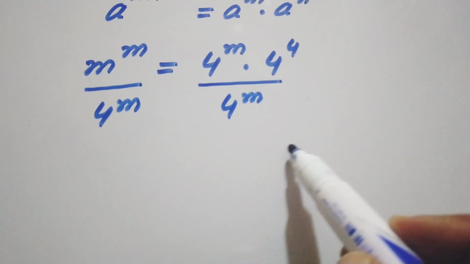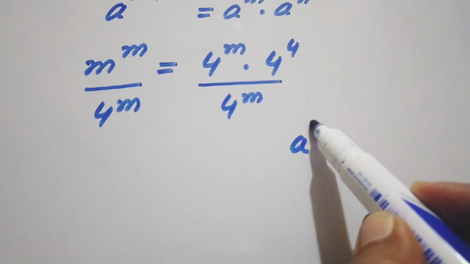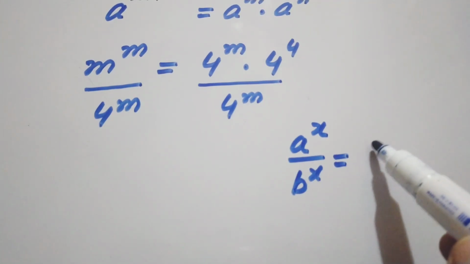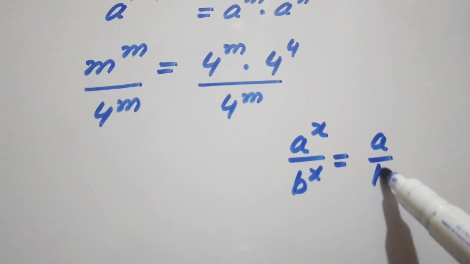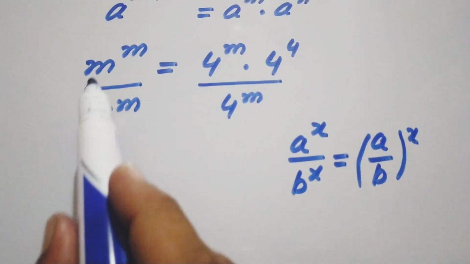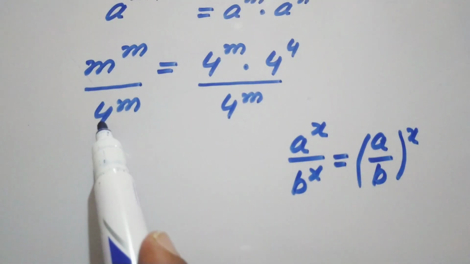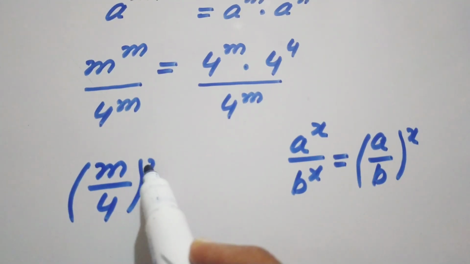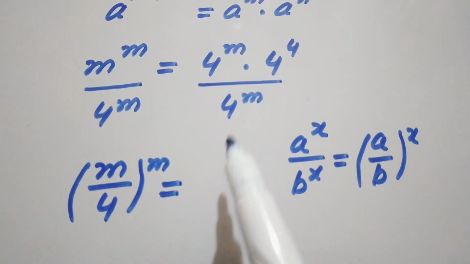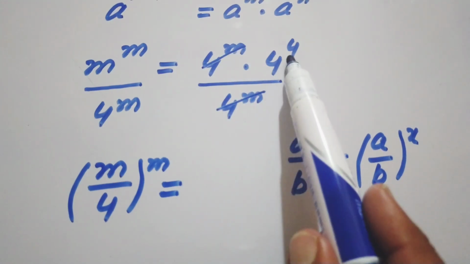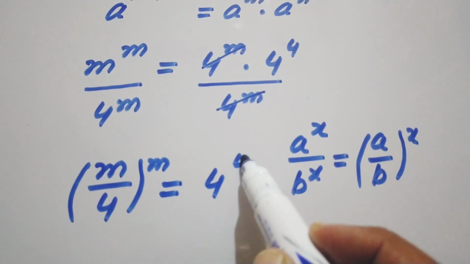Here if we have a power x divided by b power x, then we can write this as a divided by b whole power x. So by this, m power m divided by 4 power m, we can write this as m divided by 4 whole power m is equal to, here 4 power m and 4 power m cancel each other, 4 power 4 will be left out.